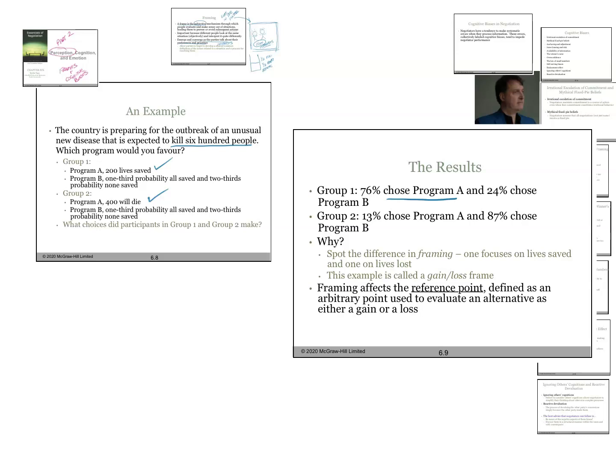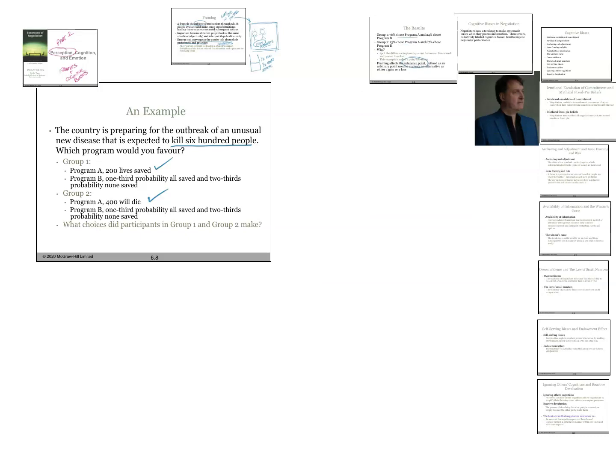One last thing just to keep in mind, and this is a small point but does come up in a negotiation. Framing affects the reference point, defined as an arbitrary point used to evaluate an alternative as whether it's a gain or a loss. And this is just a complex way of saying how we see something as beneficial or a win, or how we see something as not beneficial or harmful or a loss. It's just a reference point we create in our mind. And so be aware of the frames you have going into any negotiation, and specifically the frames you have around the issues. This will help you become a stronger negotiator and be less impacted by the different frames of your opponent.